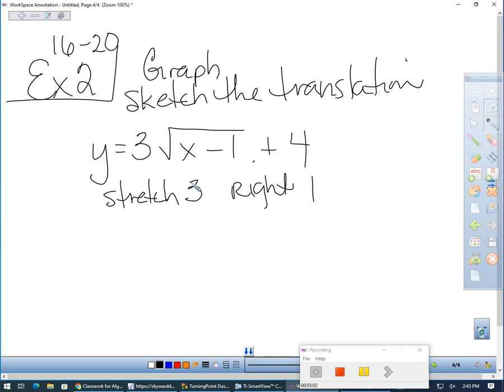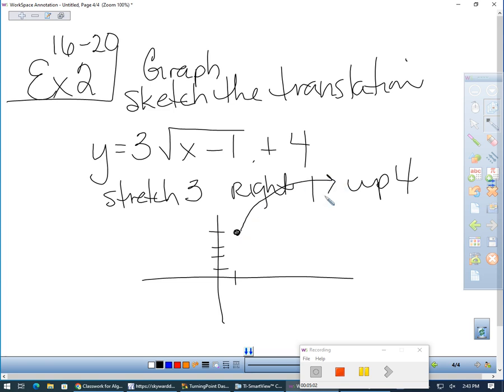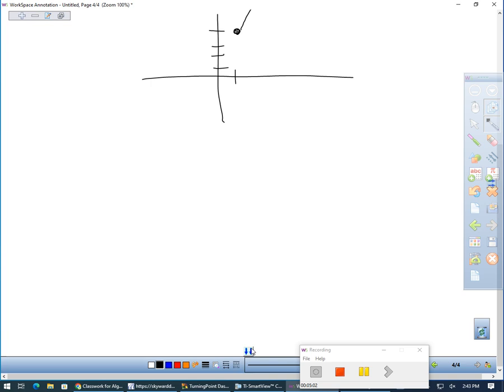Yes, exactly. And this is up 4. So when I go to sketch this, go right 1, up 4. It's going to start right here, and it's going to be more of a curve because it's a stretch. Seems pretty easy? Good. Exactly. So, I'm going to jump to the next part then.